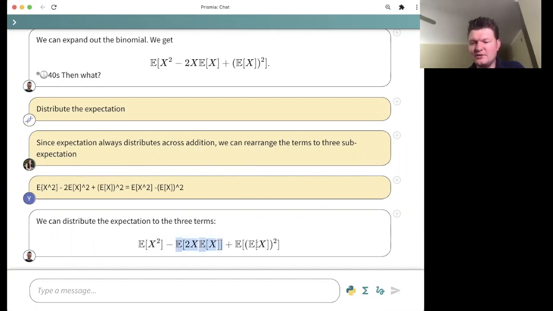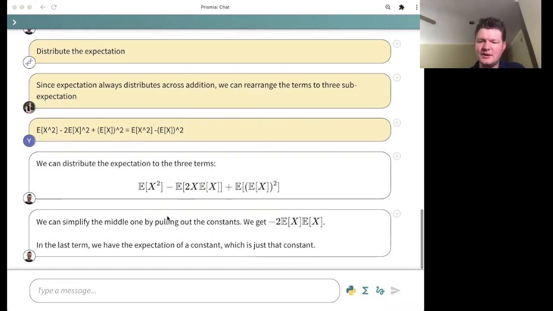But these two, we still got some more work we can do. Expectation of 2 times x times, well, this is a constant. This is expectation of the mean squared. We can simplify some of this stuff. So we can simplify the middle term by pulling out the constant.